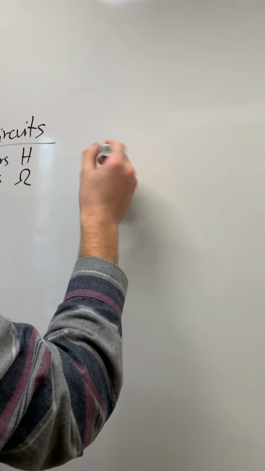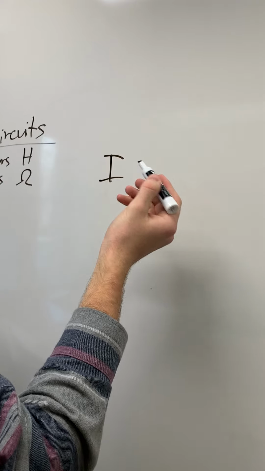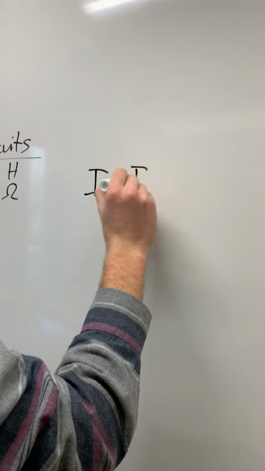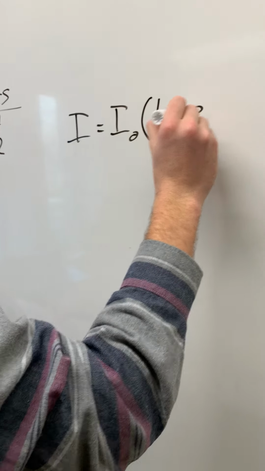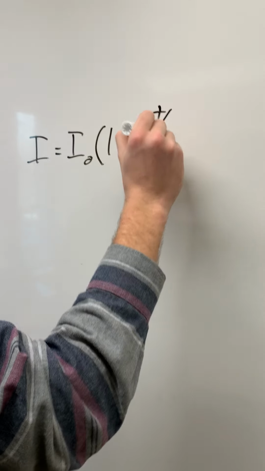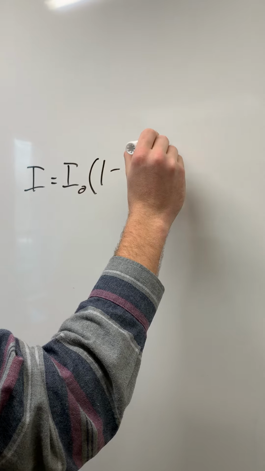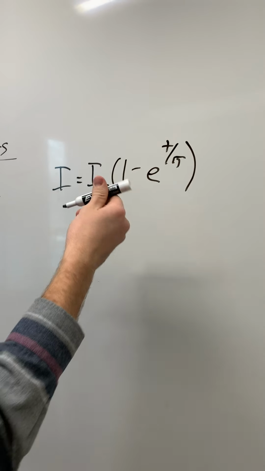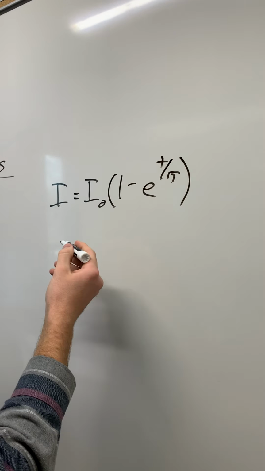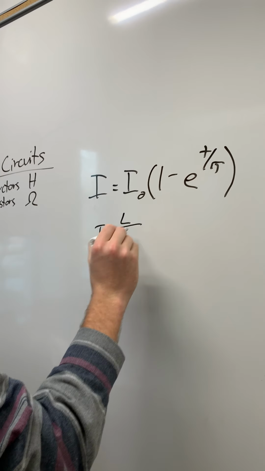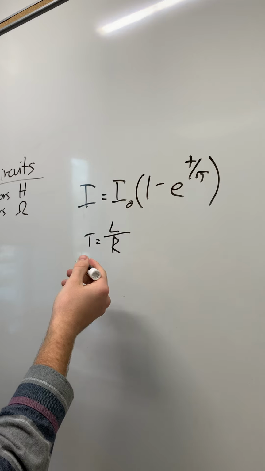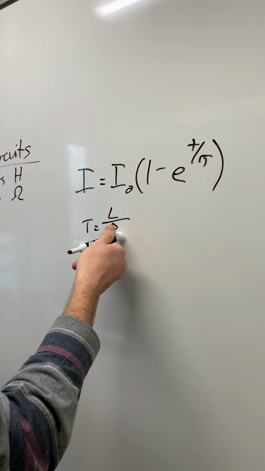First of all, using current, we'll solve with our initial current, where we see that this equals the time over tau. And in this situation, our tau is equal to our inductance over our resistance.